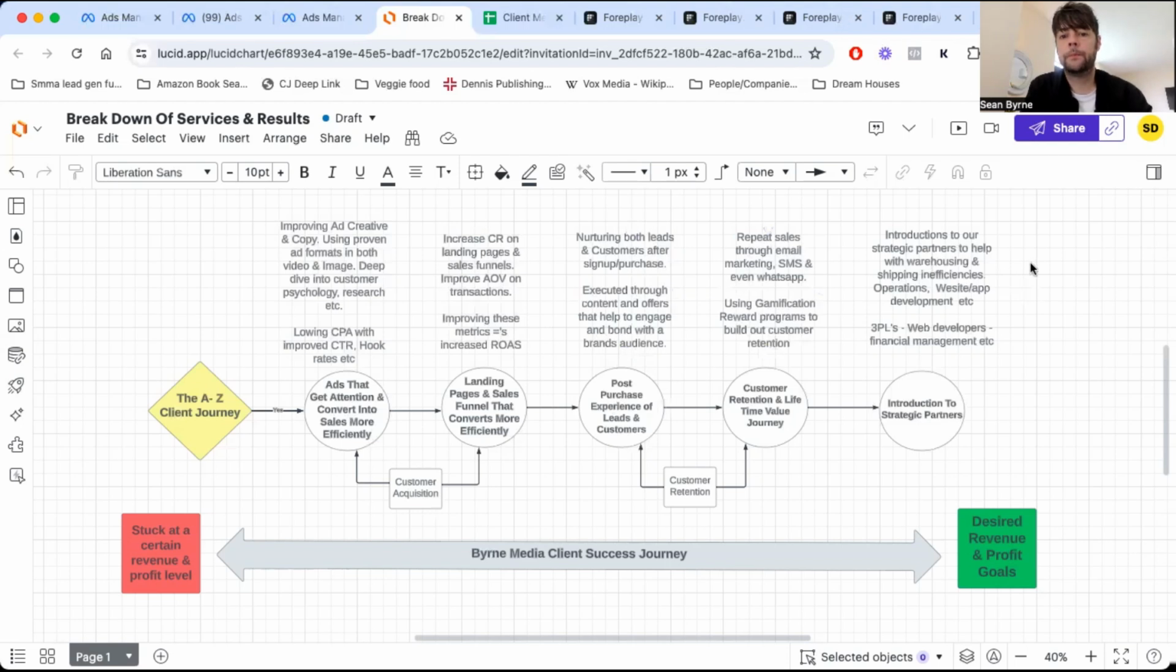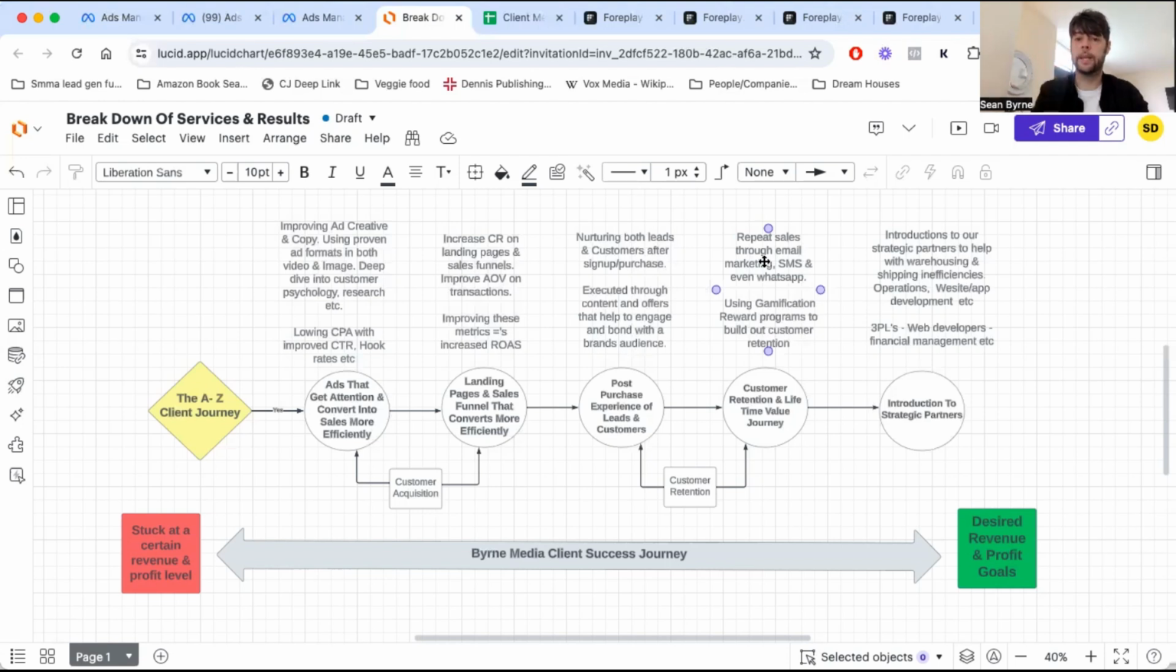So then we look at the idea of customer retention and lifetime value, which is, for me, the holy grail of the lifetime value thing. You need to be focusing on that hugely. Okay. And of course, lifetime value is basically done through repeat engagement, making offers, repeat sales through the likes of email marketing, SMS.